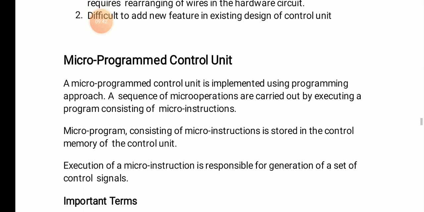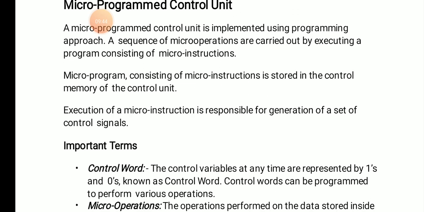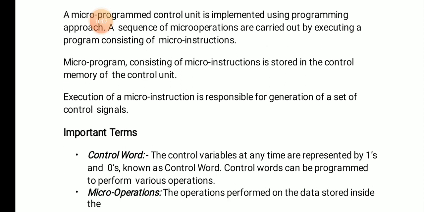Next, the micro-programmed control unit, the second type. A micro-programmed control unit is implemented using a programming approach, whereas the earlier one was a hardware approach. A sequence of micro operations is carried out by executing a program consisting of micro instructions. The microprogram consisting of micro instructions is stored in the control memory of the control unit. Execution of the micro instructions is responsible for generation of a set of control signals.